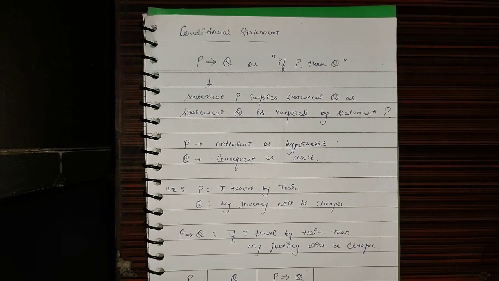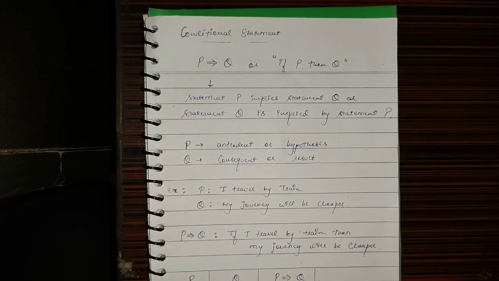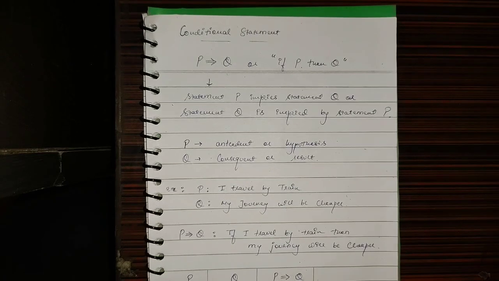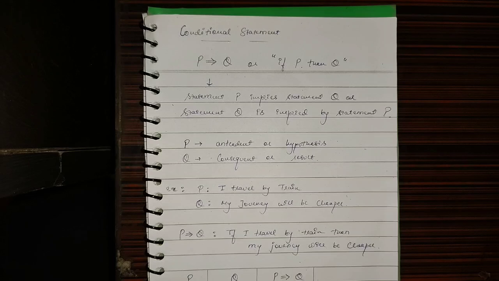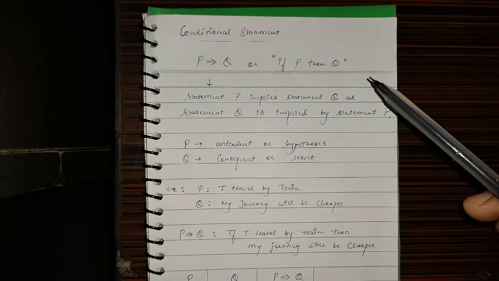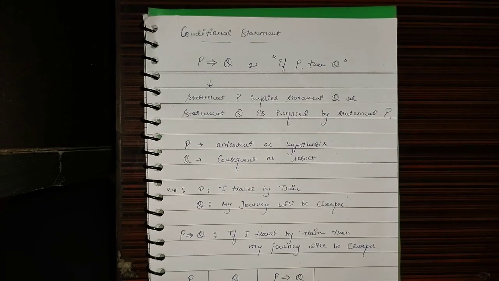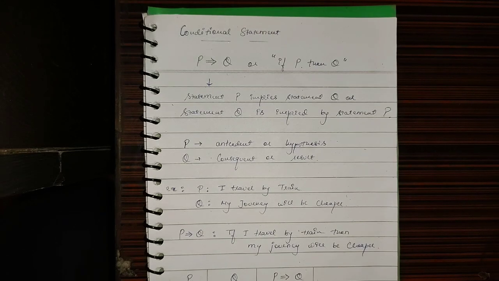So, starting with conditional statements, as the name suggests, there would be a condition given in the statement. Conditional statements look like this, where you can read it as if P then Q, meaning that if P happens then Q happens, and if Q has happened, then in the background P must already have happened.